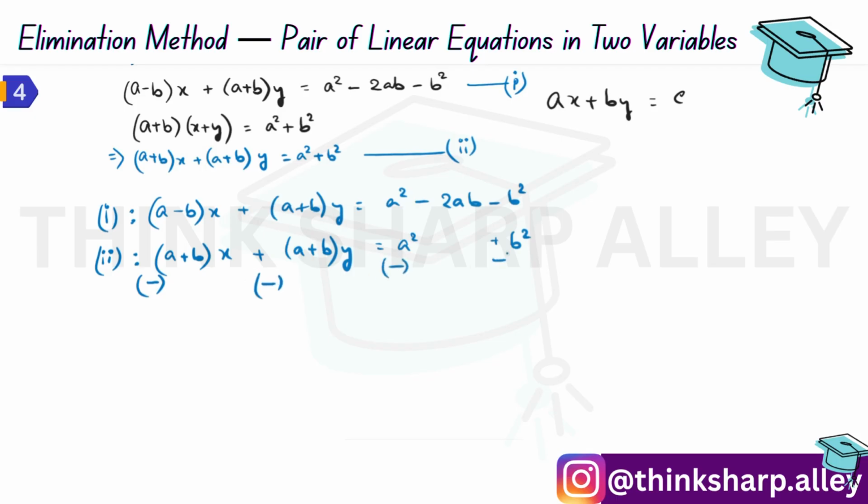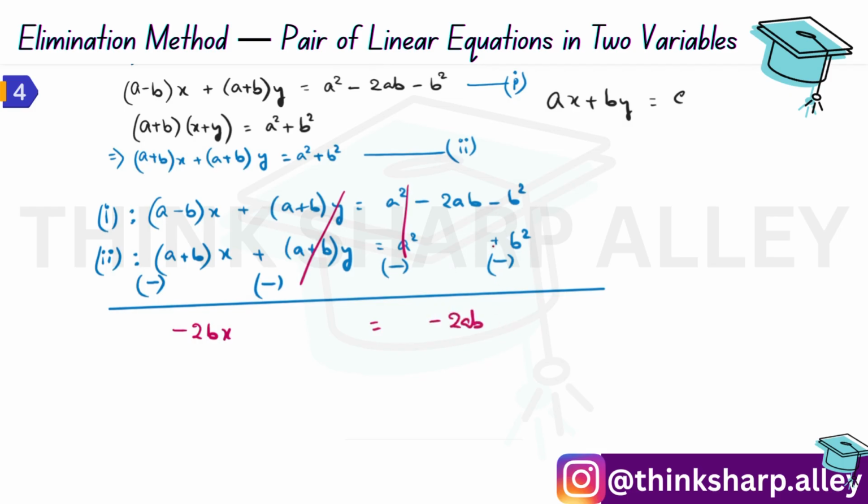So this becomes minus and this also becomes minus. So a plus b minus a plus b gets cancelled because same thing, opposite sign. And over here a minus a becomes 0. Minus b. So minus 2bx. A square minus a square 0. Minus 2ab and minus 2b square.